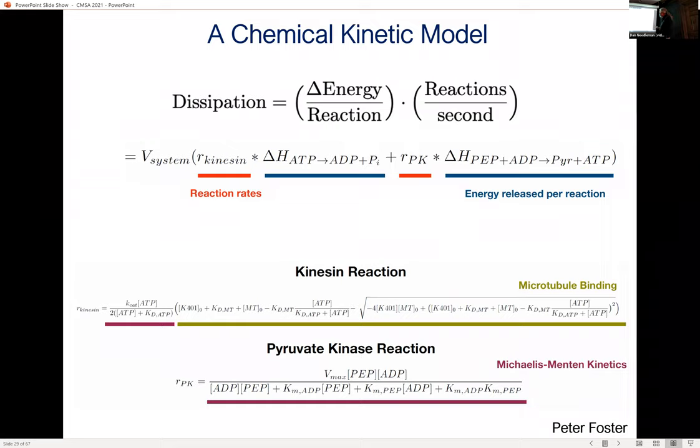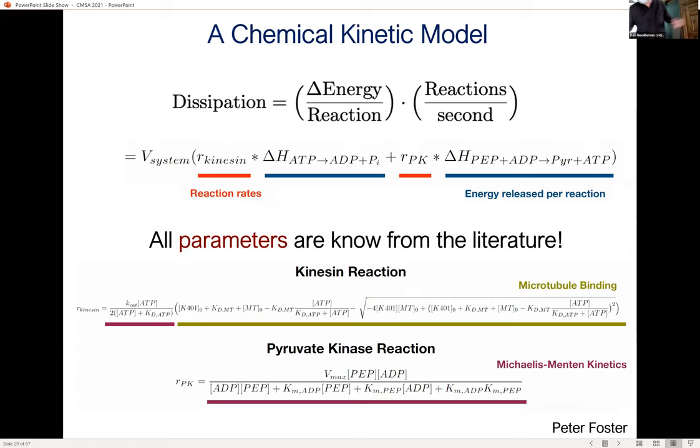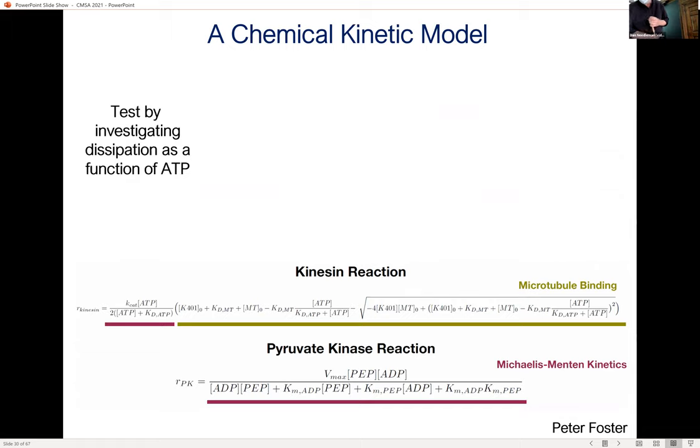The point is that these are very, very well studied enzymes and very well studied reactions. So you can look up in the literature all the parameters of this theory, because people have characterized all this really well. And that's what Peter did. Essentially all the parameters are known from the literature. Then we can see if this simple chemical kinetic model works by looking at how the dissipation depends on the concentration of ATP.